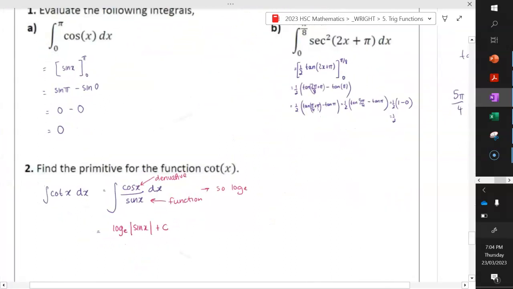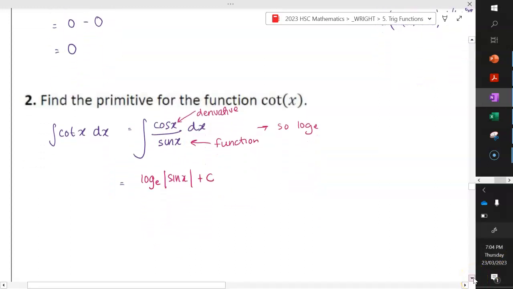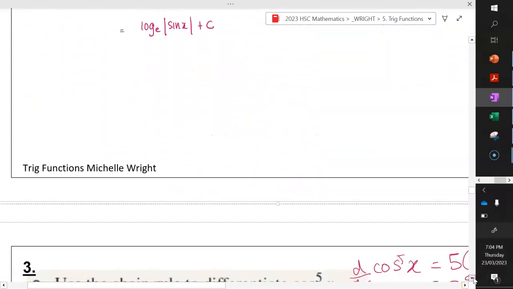Okie dokie. Now we just looked at this one above, but I've got it written in here again. Finding the primitive of the function cot x. Cot of x is cos over sine. We've got the function on the bottom. The derivative of sine is cos. The derivative is on the top, so it's a log. So it's just going to be log e of the absolute value of what we have on the bottom, which is sine of x plus c. So we're getting to be a little bit better at those now.